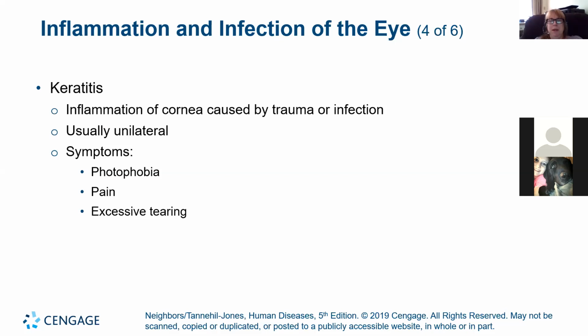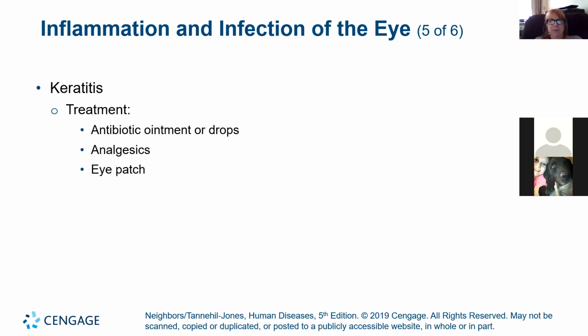Keratitis, though, is an inflammation of the cornea, which is caused by trauma or infection. It's usually unilateral. It usually only happens on one side, because usually only one eye gets injured at a time. If we have an inflammation of the cornea, you're always going to have sensitivity to light. The photophobia is a big indicator. Pain, your eyes are going to be tearing constantly because they're trying to wash out whatever it is that is stuck in there. Again, the treatment can be antibiotic ointment or drops, pain medicine, an eye patch.